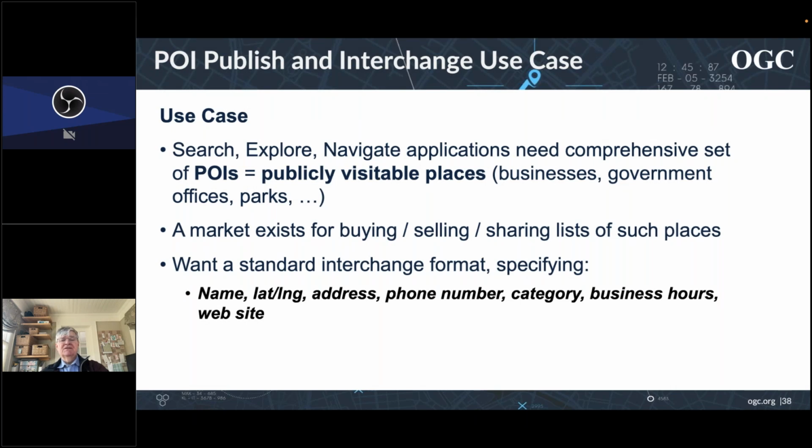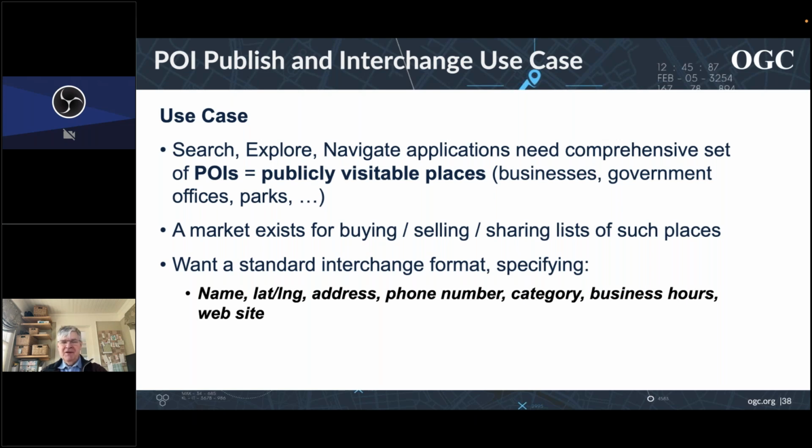So the use case is that search applications like Google want to be able to search and explore and navigate to POIs. And there is a market that exists for buying and selling such lists of places. And it would be great if there were a standard interchange format. Google defines its own proprietary XML format. It would be much nicer if there were an OGC format that everybody knew about and worked with.